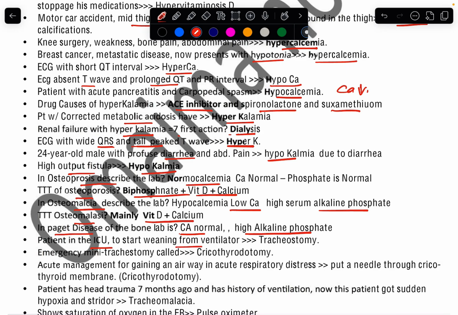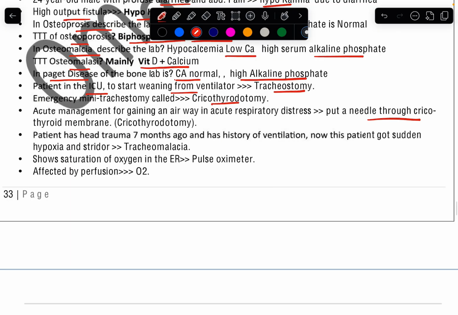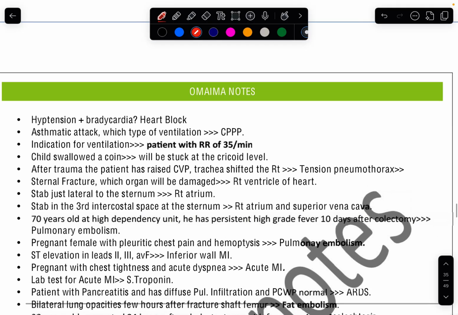ICU, weaning from ventilator: tracheostomy. Emergency mini tracheostomy, cricothyroidotomy: acute management of gaining an airway in acute respiratory failure, put a needle in the cricothyroid membrane. Patient had head trauma 7 months ago, history of ventilation, now sudden hypoxia: tracheomalacia. Pulse oximeter shows saturation of oxygen, affected by perfusion. Hypertension plus increased BP, bradycardia: heart block.